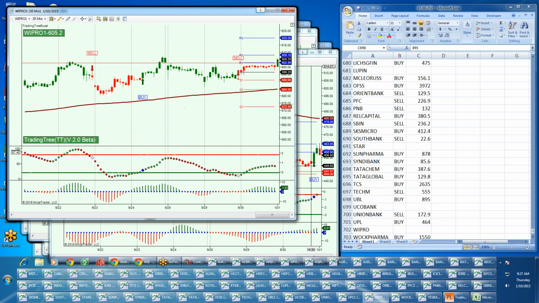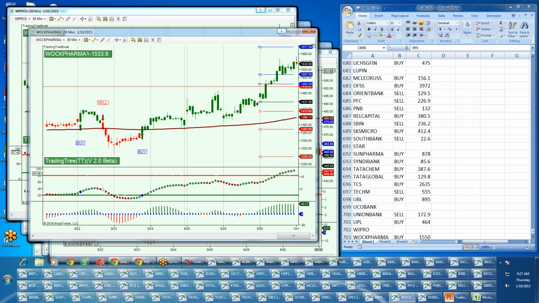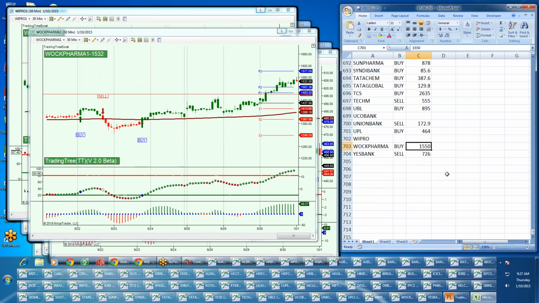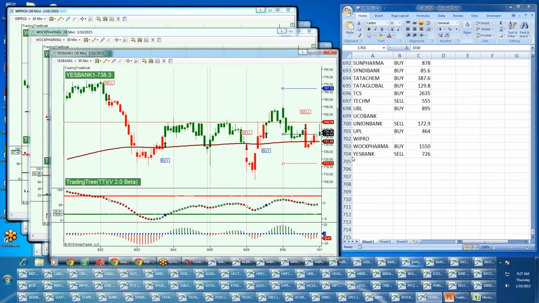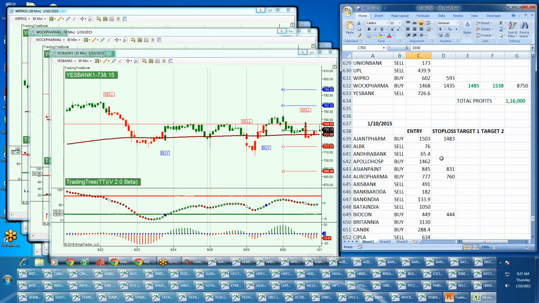Wipro, we should be getting a buy. And Wockhardt Pharma is in a buy mode. 1550 is our entry. And that's Yes Bank. So these are some of the trades that we have currently.